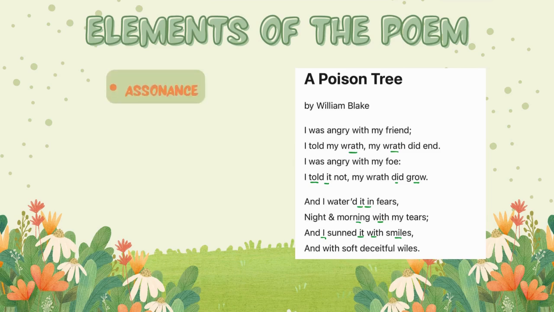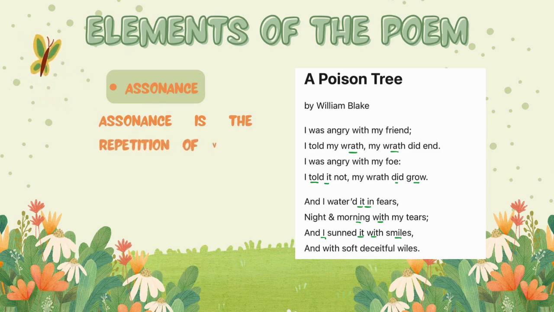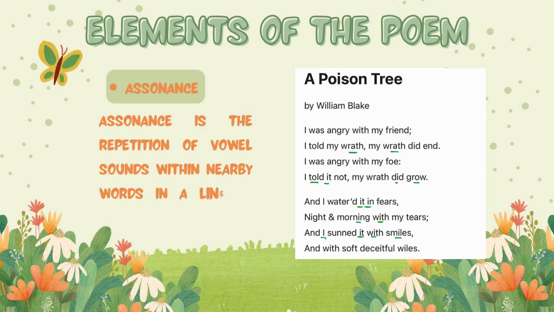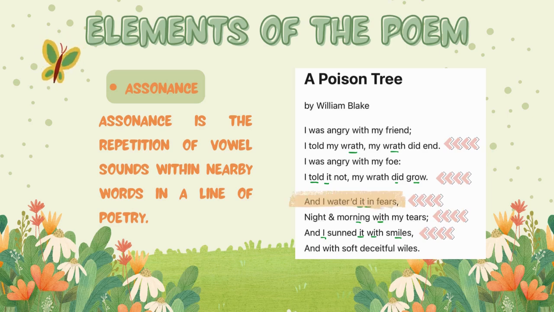Finally, let's look at assonance, which is the repetition of vowel sounds within nearby words. It helps create a musical quality that enhances the mood of the poem. And here are some examples of assonance in "A Poison Tree." Let's look at the 5th line. The repeating vowel sounds, the I in "it" and "in," give the poem a flowing, rhythmic sound that enhances the emotional atmosphere.